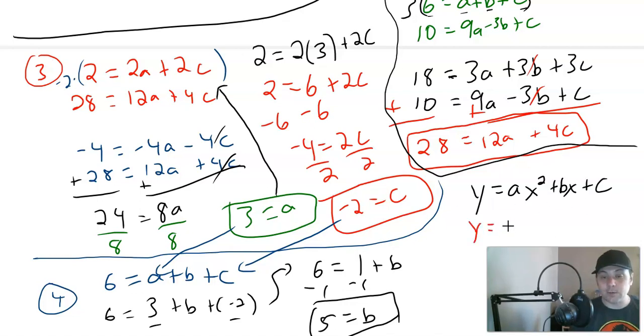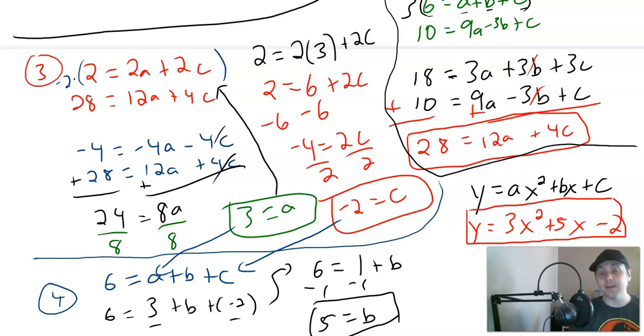So y equals 3x squared, right? 3 was the coefficient of x squared, plus 5x, right? Because b is equal to 5, so we'll have 5 there, plus c, which is -2, so I'm going to put -2. So there's our quadratic function. This is the only parabola that can pass through those 3 points. There's only one parabola that can do that. And this is the equation for that parabola.